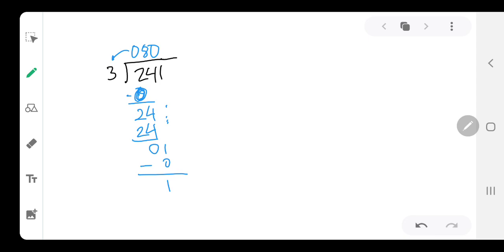Okay, so now you can verify this because you can multiply 3 times 80. Okay, so 3 times 0 is 0. 8 times 3 is 24. But we do have a remainder of 1, and that's our answer, 241.